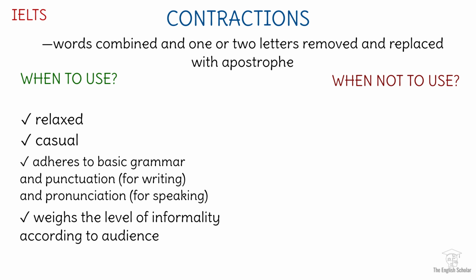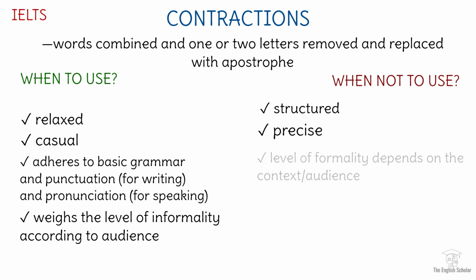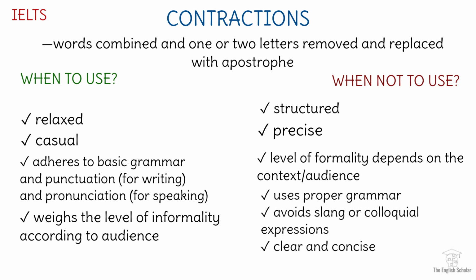And while formal writing and speaking are typically more structured and precise than informal writing, the level of formality required may vary depending on the context and audience. In general, formal writing and speaking should use proper grammar, avoid slang or colloquial expressions, and must be in a clear and concise manner. Especially for writing, it must use proper punctuation along with correct grammar.